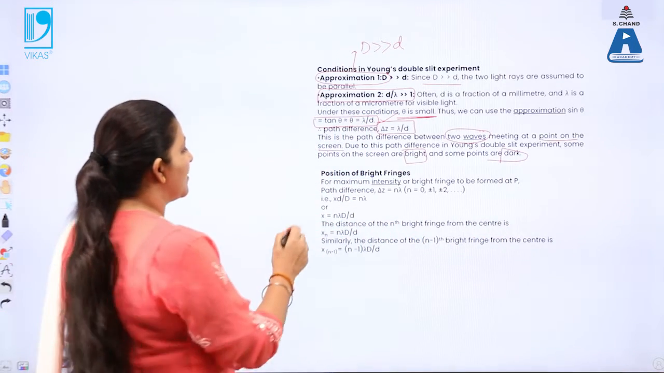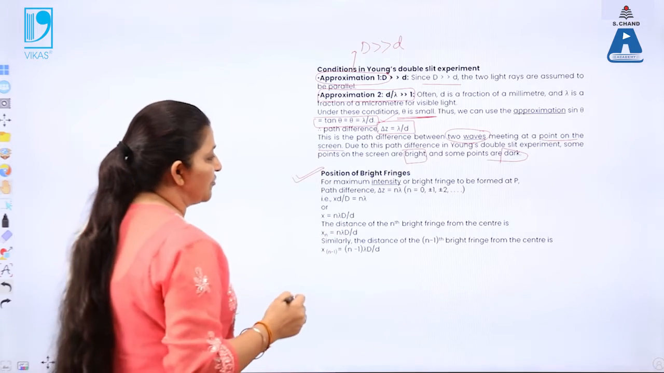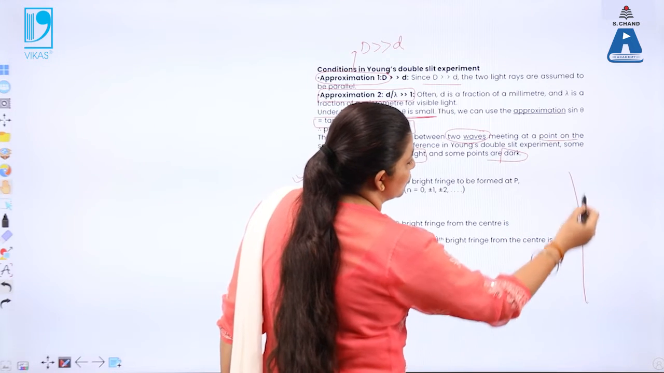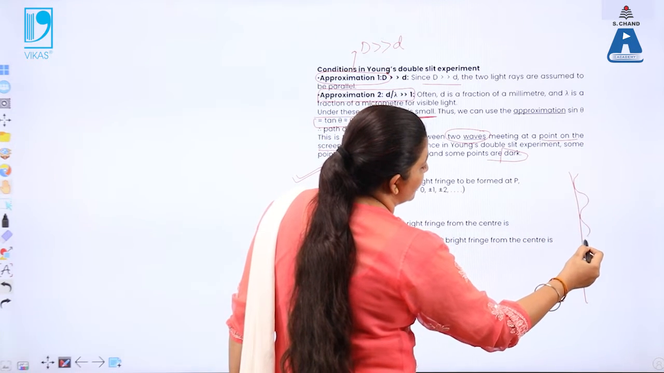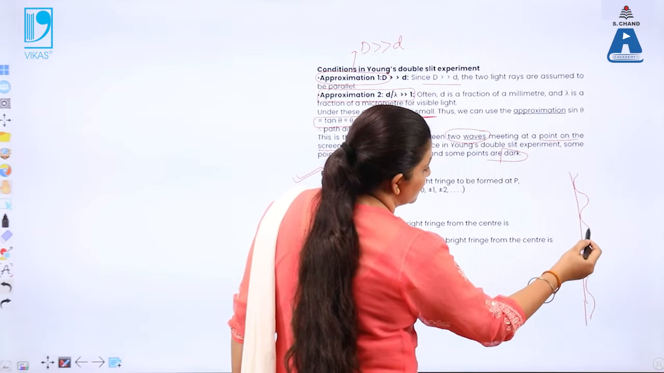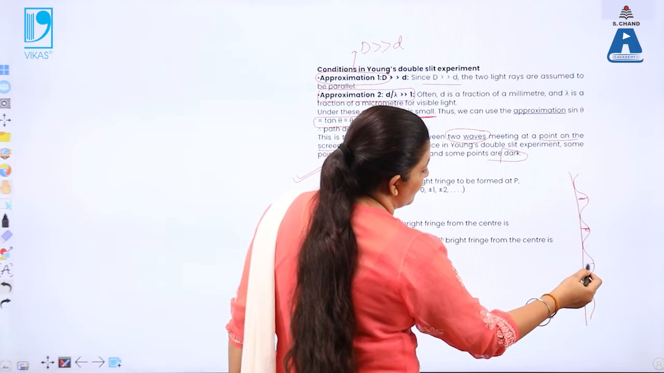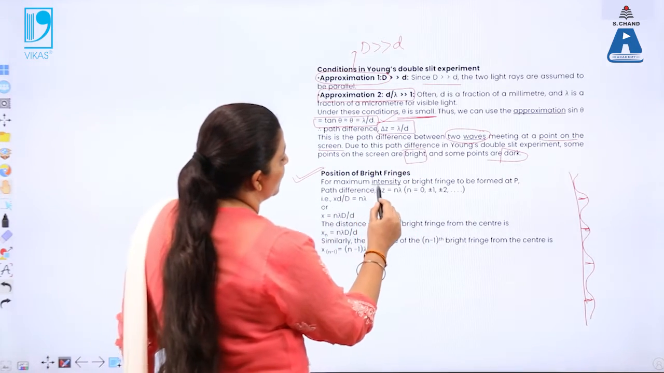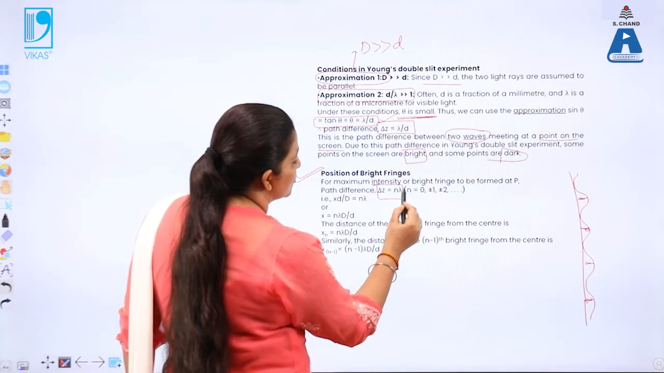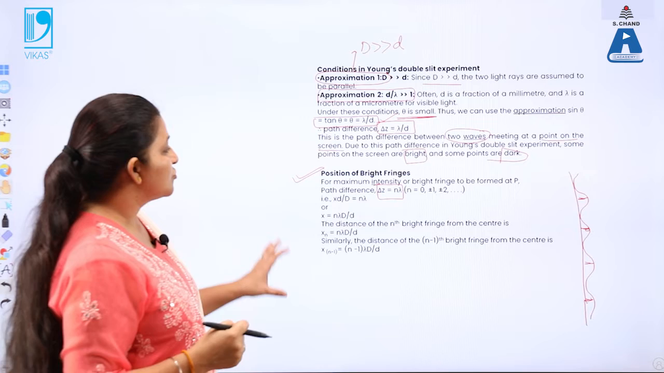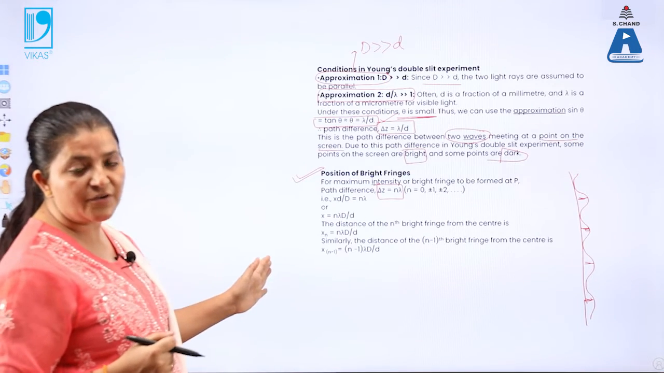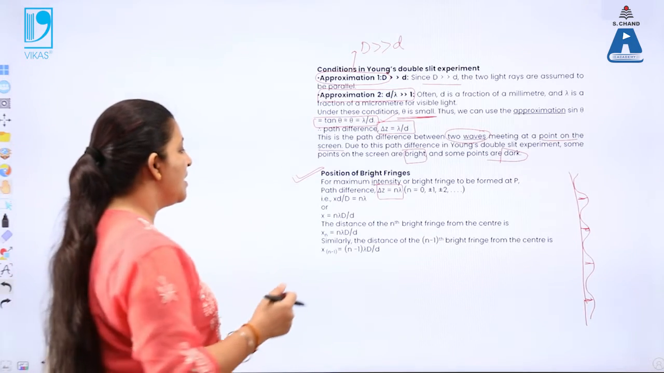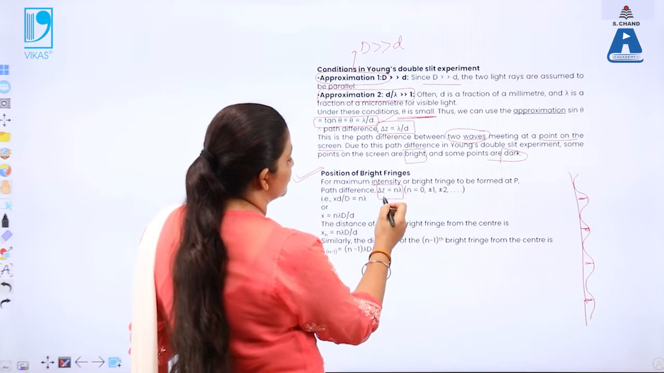First, what will be the position of bright fringes? Bright fringes means the points on the screen where the maxima are formed. We want to calculate the position of these maxima. For this, the path difference must be equal to an integral multiple of lambda. That is the main condition for interference maxima: the path difference must be equal to n lambda.